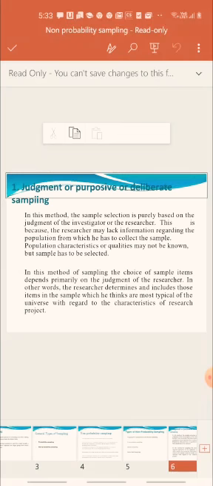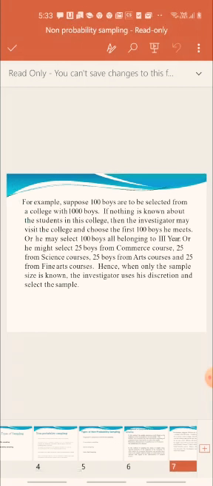So which is actually time and cost efficient and is more accurate than random sampling. But there are certain limitations of this sampling, which we'll discuss afterwards. In this method of sampling, the choice of sample items depends primarily on the judgment of the researcher. The researcher determines and includes those items in the sample which he thinks are the most typical of the universe with regard to the characteristic of the research project.